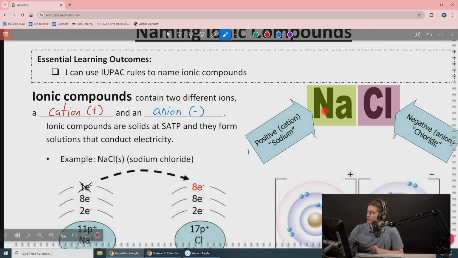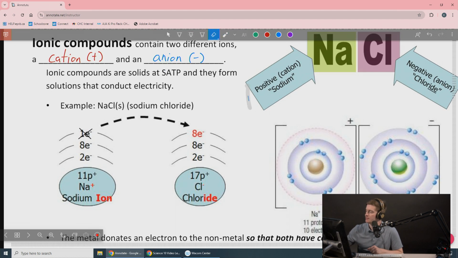Here's a picture of an ionic compound. This is called sodium chloride. We name these compounds based on their ions. The positive ion, the cation, is called the sodium ion, and the negative ion is called the chloride ion. Ionic compounds are solids at standard ambient temperature and pressure, and they form solutions that conduct electricity.